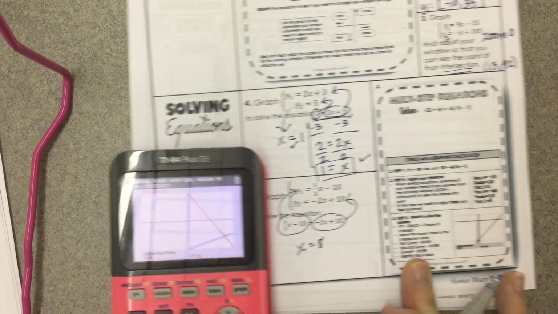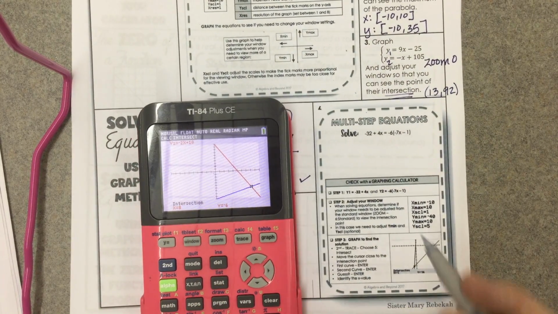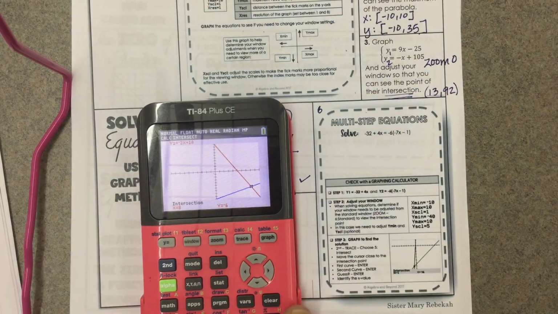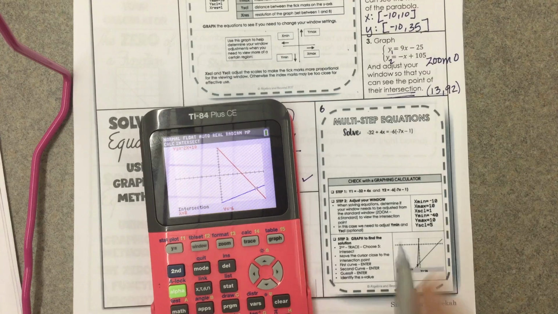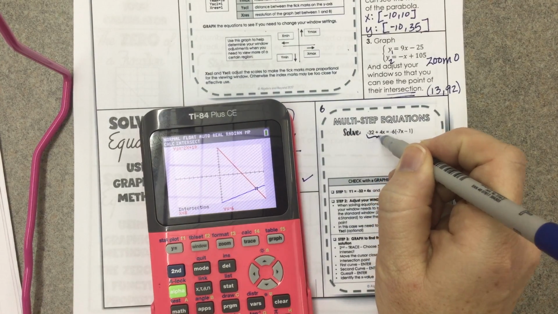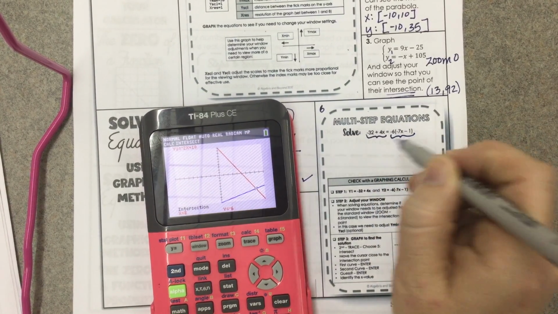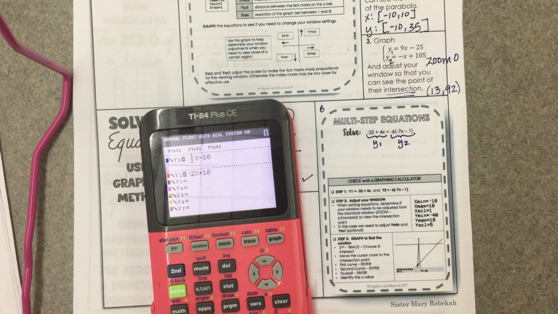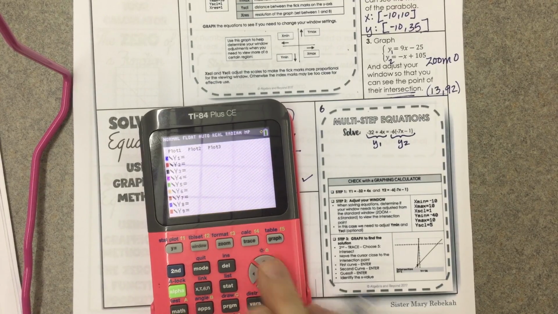The directions for the keystrokes for your calculator are in the bottom right-hand corner. This is also number 6 of our examples. So if we were to solve this equation, we'll let the left-hand side be y1, the right-hand side be y2. So we've got negative 32 plus 4x is equal to negative 6 times negative 7x minus 1.